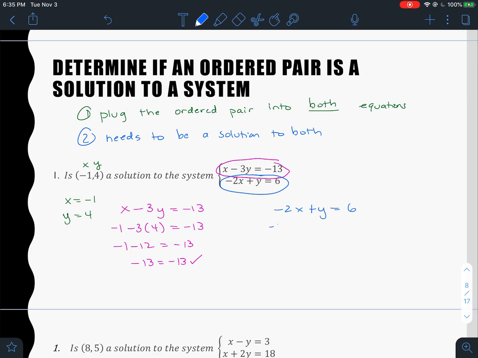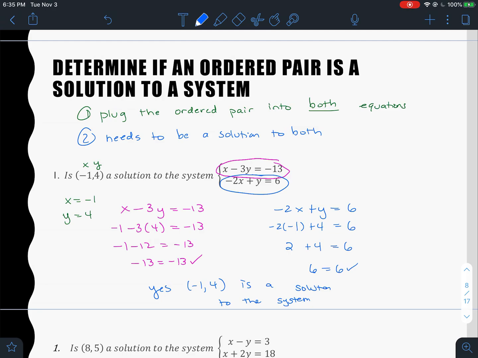So now we're going to plug it into negative 2x plus y equals 6. So plug in the same ordered pair. X is negative 1, y is 4. Does it work? Negative 2 times negative 1 is 2, and 2 plus 4 is equal to 6. So since the point negative 1, 4 is a solution to both, then yes, the point negative 1, 4 is a solution to the system.